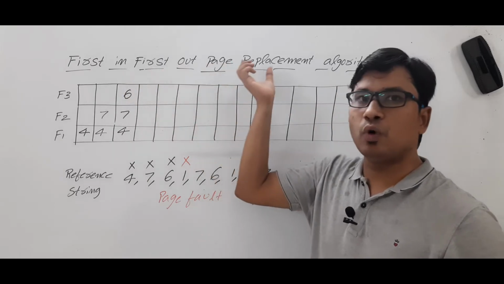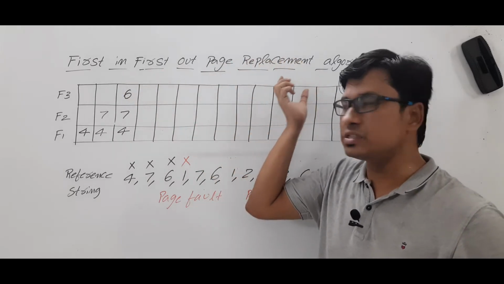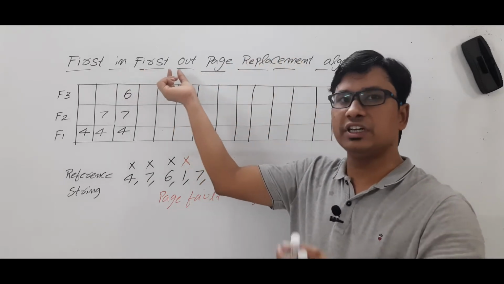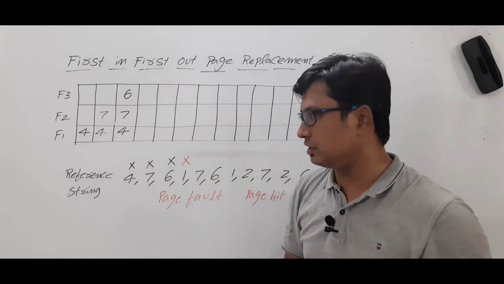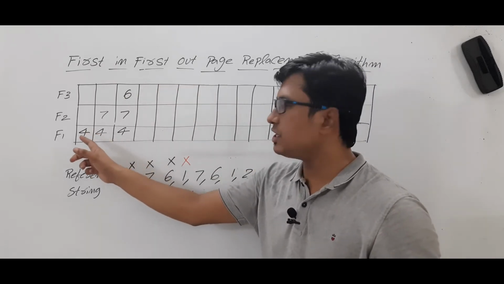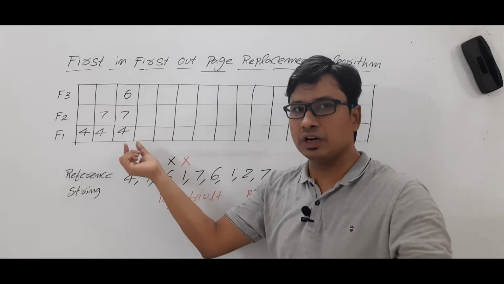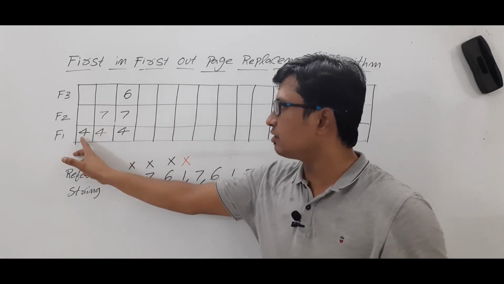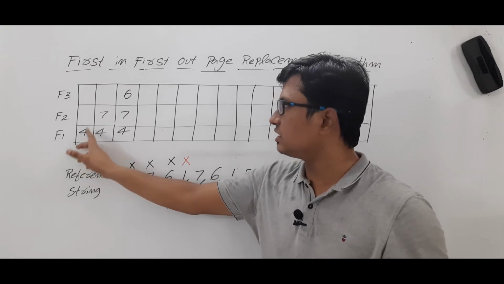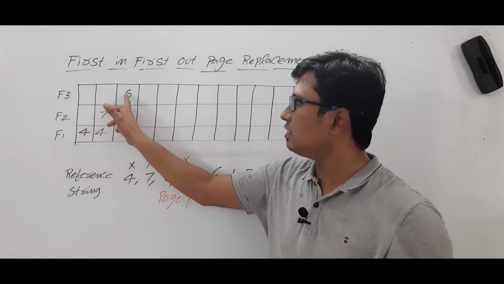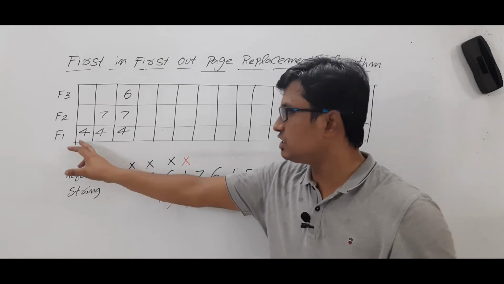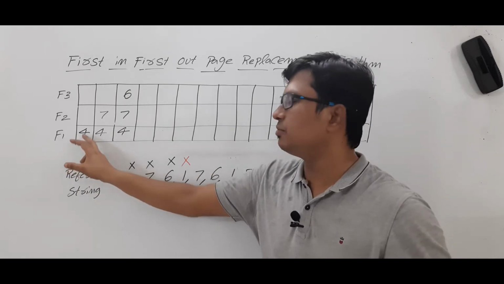That depends on what replacement algorithm you are using. Here I am using the first in first out replacement algorithm. So the page which came in first has to be removed. That page we call the victim page. Now look here: page number 4 was inserted here, page number 7 here, page number 6 here. Which page was in first? Page number 4.